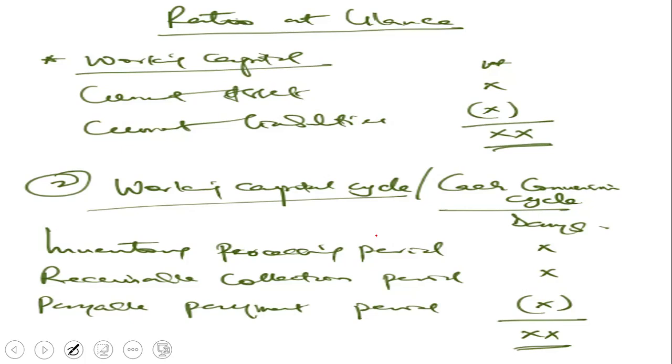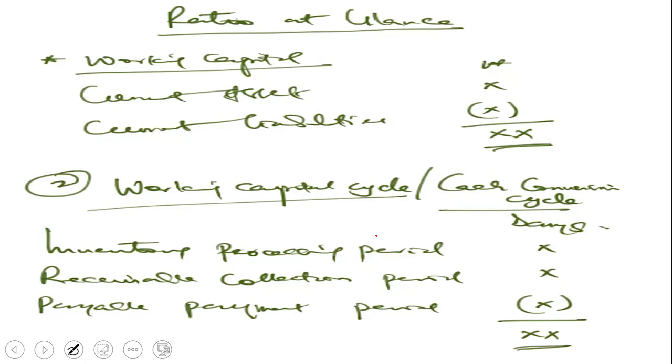So you can see here, current asset, current liability. Now the difference between current asset and current liability is referred to as what we call working capital.